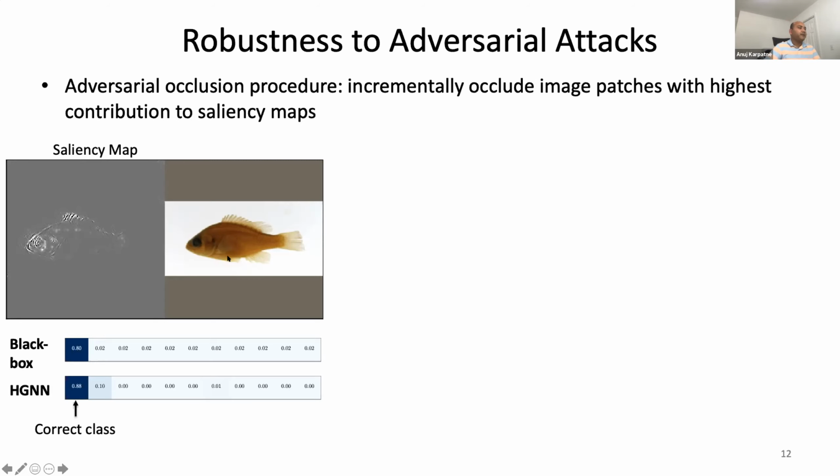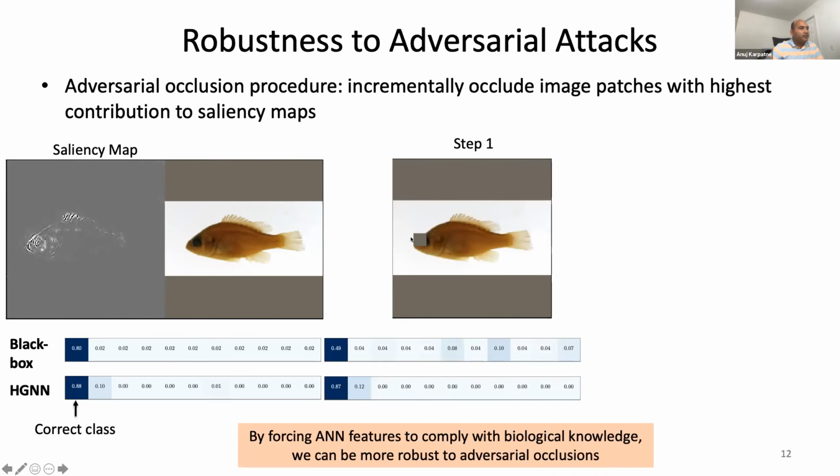Right? So for example, in this particular image, we are given the saliency map, and we are given the probabilities predicted by a black box model and by HGNN. We know that the first class here is the correct class, right? So we can see that both these models are doing fairly well. But what if I put a patch on the nose of this particular fish, which had the highest contribution to the saliency map, right? So we are essentially starving information by occluding certain regions that the neural network finds most informative. Right? We can see that both these models take a hit, but the hit by the HGNN model is much smaller in predicting the right class.